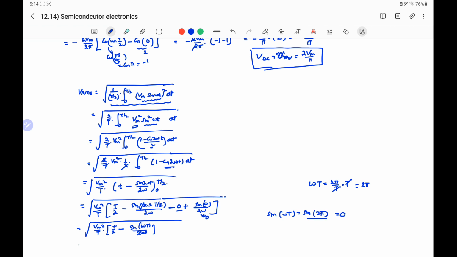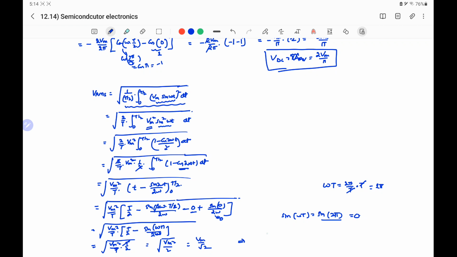Therefore, finally we will have the value equal to the square root of Vm square by T into T by 2. This T and T get cancelled, and remaining is the square root of Vm square by 2, or we can write it as Vm by root 2. This implies that the RMS value of the output voltage is Vm by root 2.